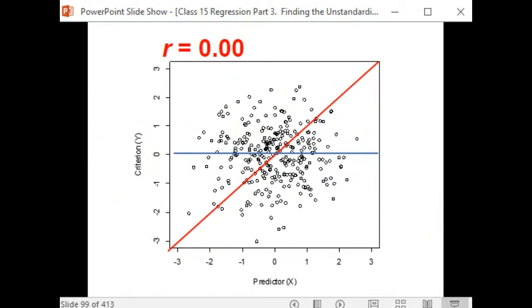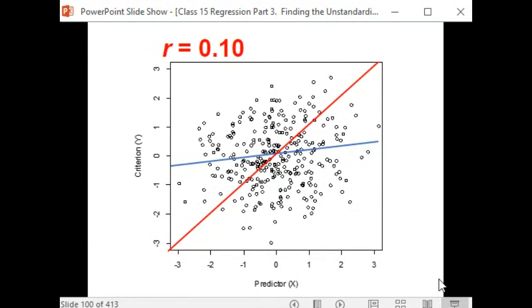This graph shows the regression line and positive z equal, and the correlation of x and y is 0. The blue line is the regression line. When r equals 0, the standardized slope of the regression line is 0, and so the regression line is flat. The red line is the positive z equal line, and as you can see, it's definitely steeper than the regression line. Now, let's see what happens as the correlation increases.